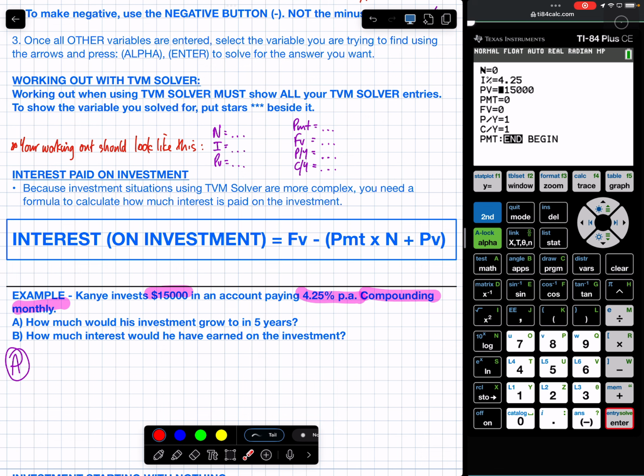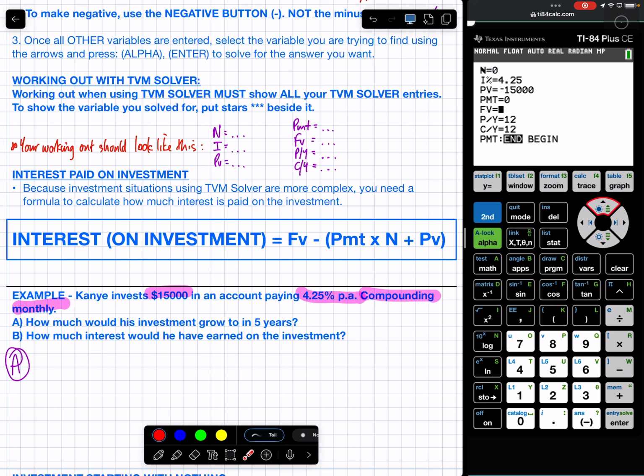It's compounding monthly. So PY and CY will both be, how many months are there in a year? 12. Notice how the calculator, I'm going to make PY 12 and press enter. Notice the calculator made them both 12. Even the calculator wants them to be the same. Just warning you, in real life, they don't have to be the same.